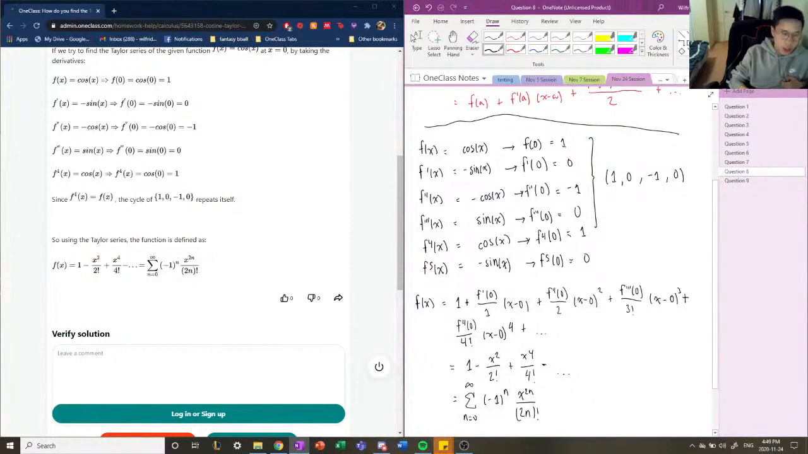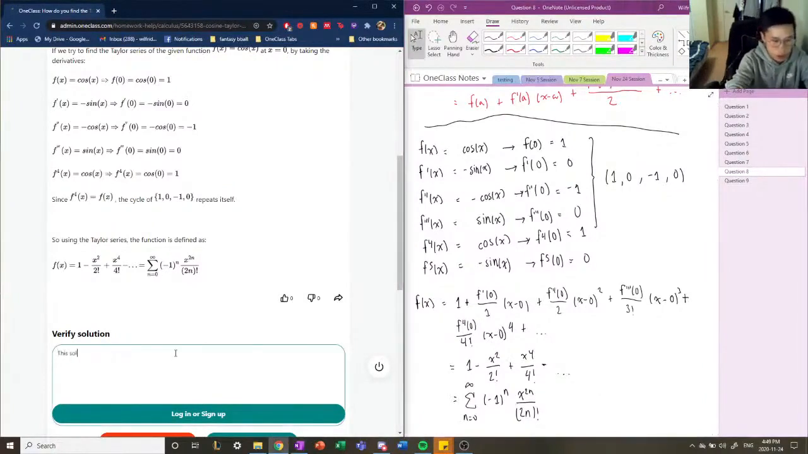factorial. These three terms help to ensure that our pattern remains the same. This one makes sure that our signs are alternating. This makes sure that our exponents are always going to be even. And this makes sure that our factorials are always going to be even, regardless of the index number n. So this is our Taylor series for cos of x at x equals 0. Cool. So this solution is correct.